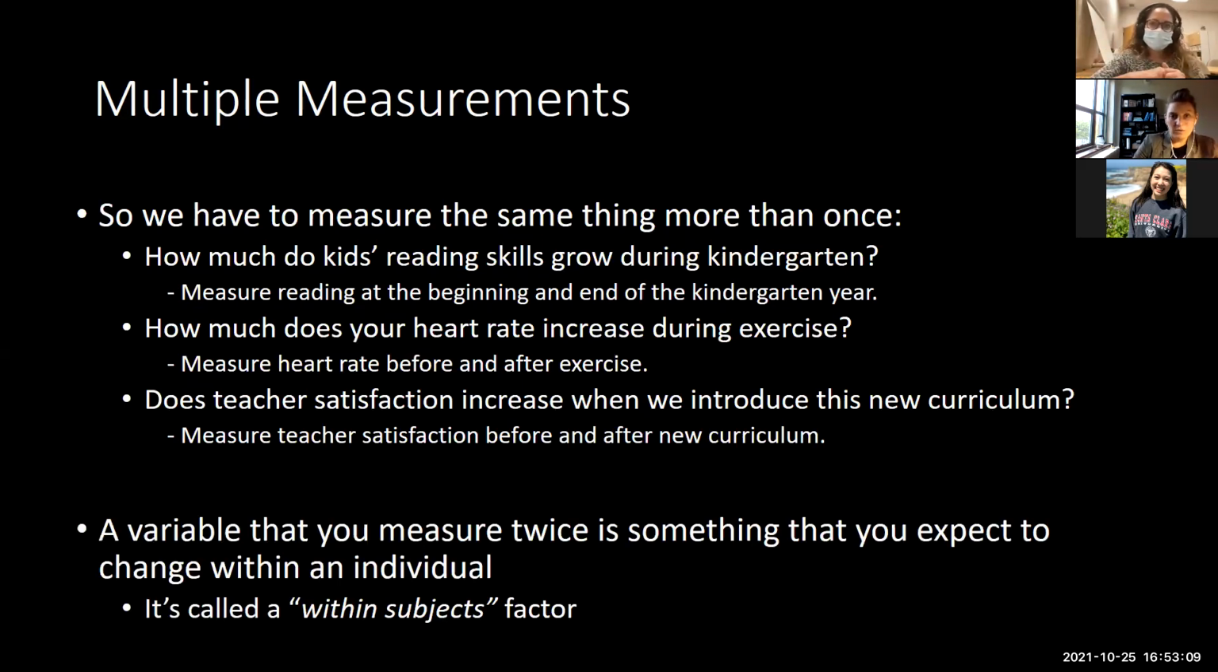So a variable or some construct that you measure twice is something that you expect to change within a person. Here, I expect the reading skills of one kid to change within that one kid before kindergarten and after kindergarten. And because it's something I expect to change within a person, we call it a within subjects factor, or a within subjects construct or variable. This word, within subjects, is very important to your understanding of how this all works.